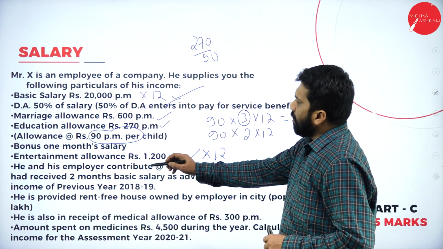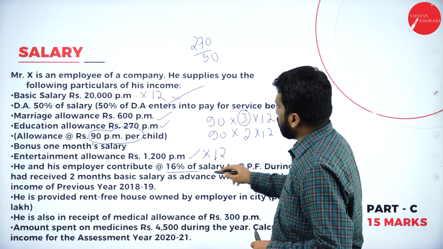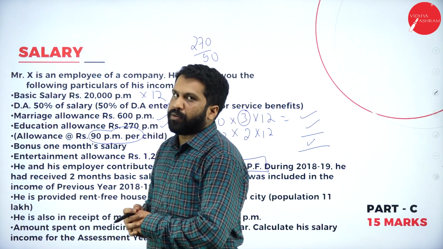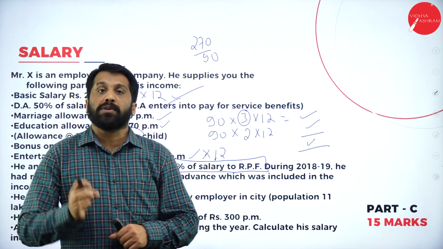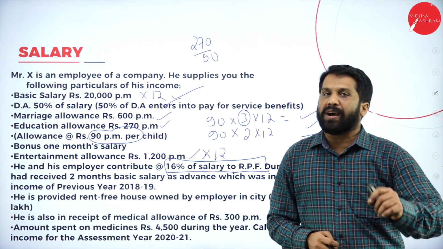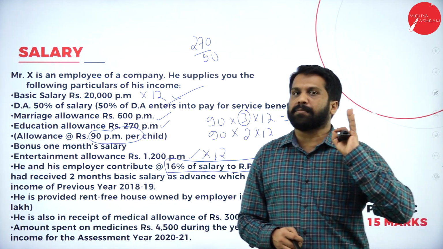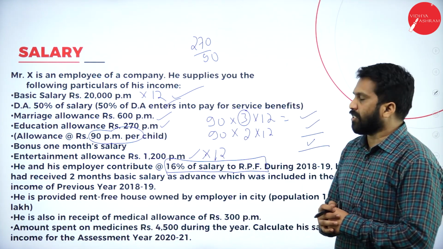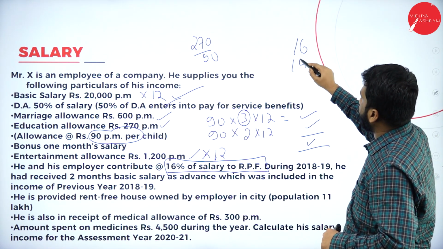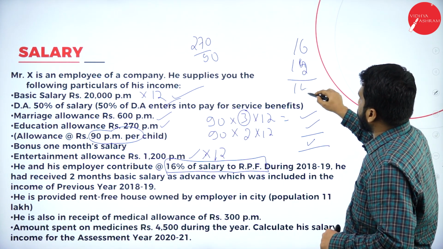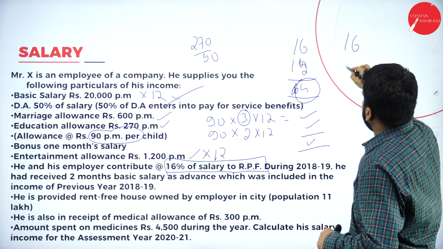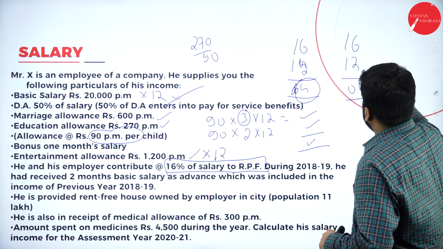Then, here there is employee contribution of 16% of salary to RPF. So RPF up to what percentage exemption? Up to 12% is exempted. Again, I'll repeat, up to 12% is exempted. How much is it given? 16. What is the extra given? 16 minus 12. Extra given is 4.